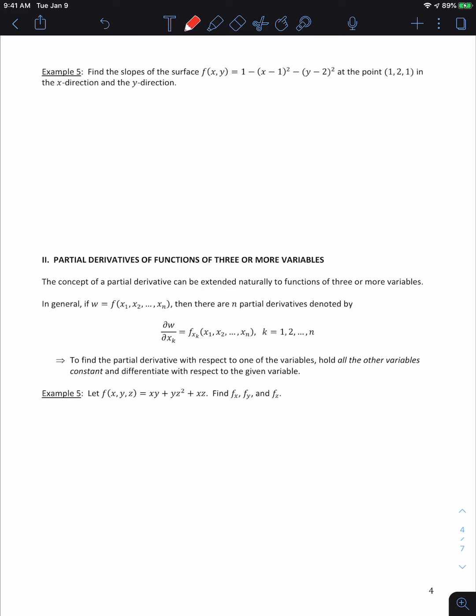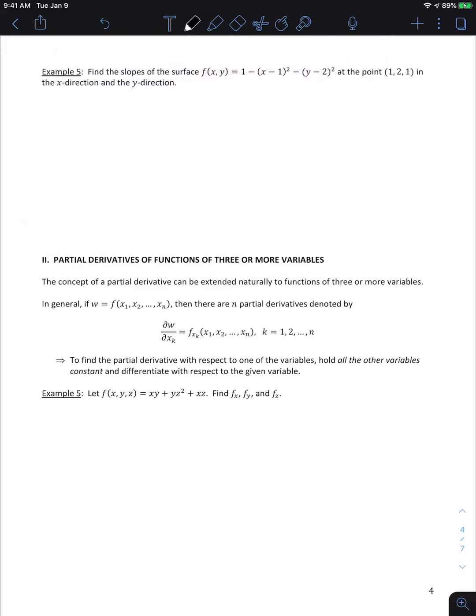Hello everyone, in this video we're going to pick up where we left off in section 13.3. We're looking at partial derivatives. So example 5 says: find the slopes of the surface f of x, y equals this function at the point (1, 2, 1) in the x and y directions.